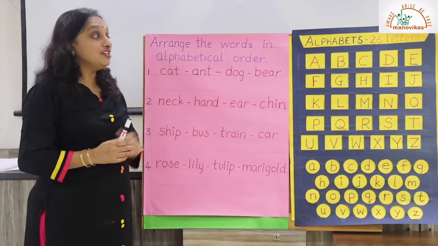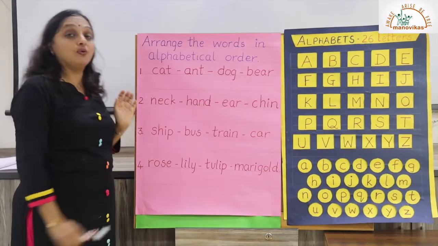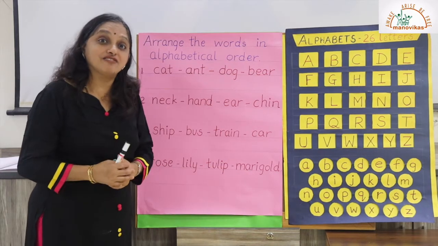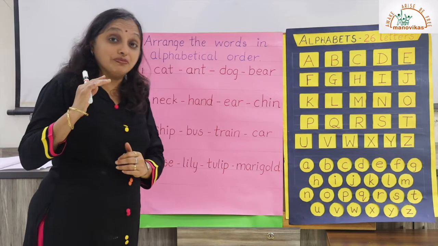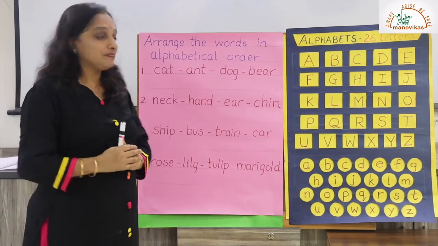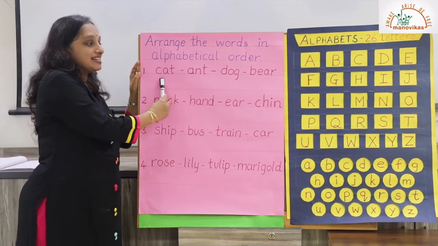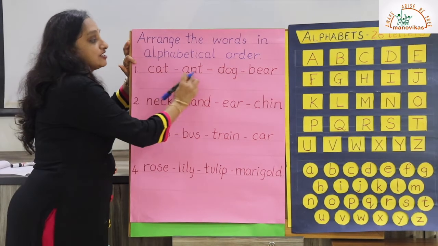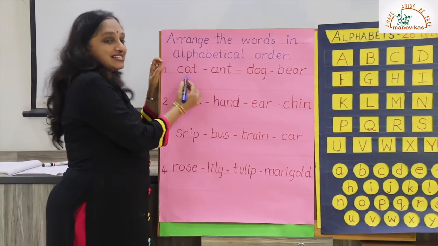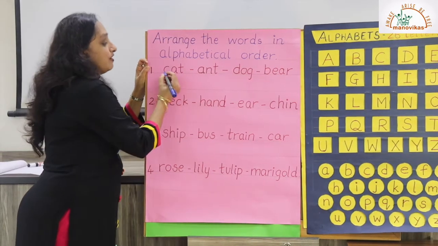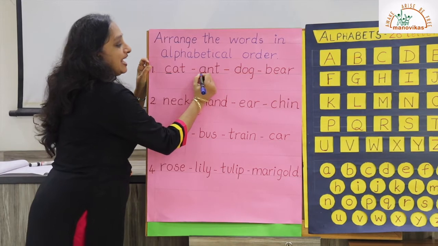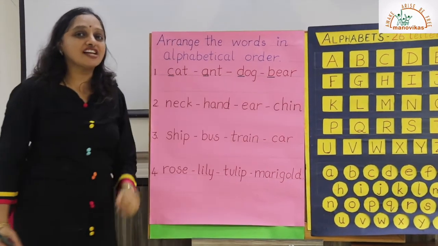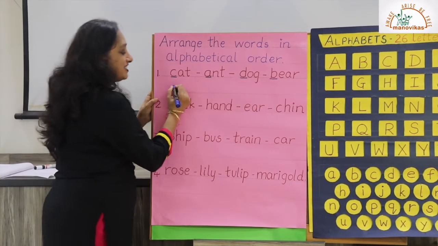Okay, children, now we will do a small exercise on arranging the words in alphabetical order. The words should follow the particular order of the letters of the alphabet, and we must look at the first letter of the words. Now, first we have cat, ant, dog, and bear. So, first we have to look at the first letters of the words. The first letters here are C, A, D, B. Which letter comes first? A. So, we have to write ant.